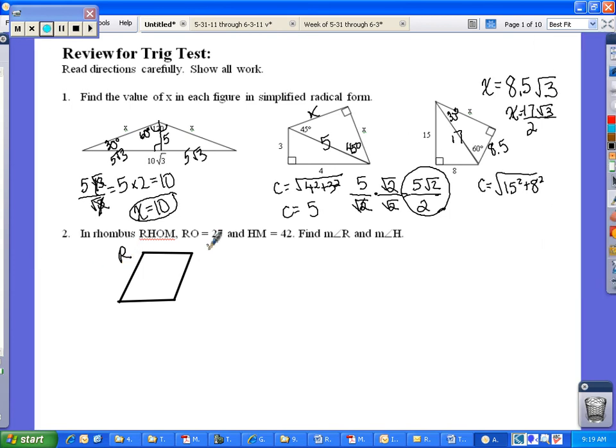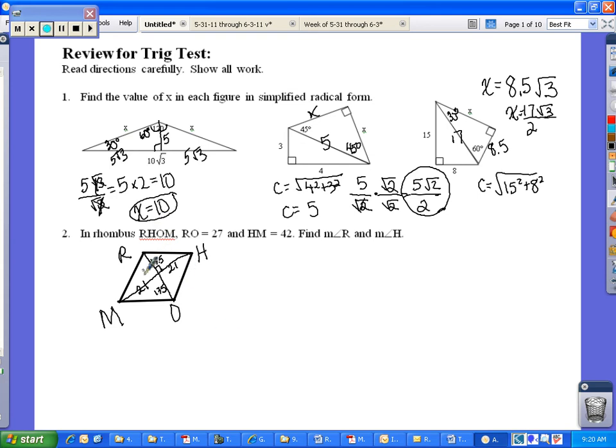So here's RHOM. Okay. We know RO is 27, so this whole diagonal is 27. And I know HM is 42, so this whole diagonal is 42. Now, in a rhombus we know that these are 90-degree angles, and we also know that these segments bisect each other. So if this whole thing is 27, I know that each part is 13.5. So 13.5 and 13.5. If this whole thing is 42, I know that this one is 21 and this is 21. So if you notice now, all I have is a right triangle.